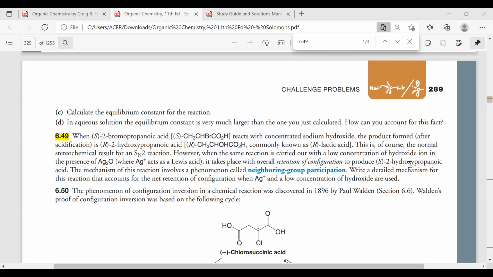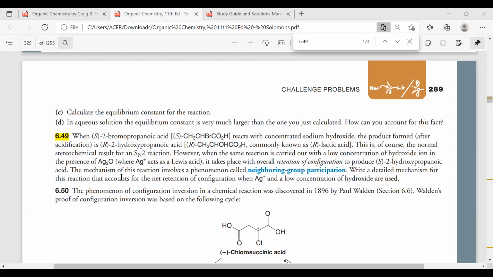So you have your 2-hydroxypropanoic acid, this one. But this is not the lactic acid, because the lactic acid is in the R form. This is the enantiomer of the lactic acid, 2-hydroxypropanoic acid. Write a detailed mechanism for this reaction that accounts for the result of the configuration when Ag plus and a low concentration of the hydroxide are used.